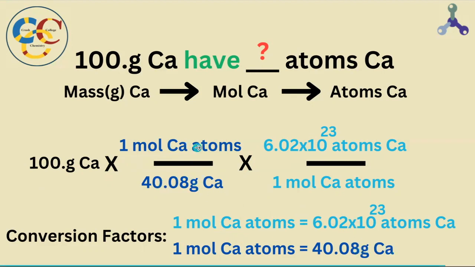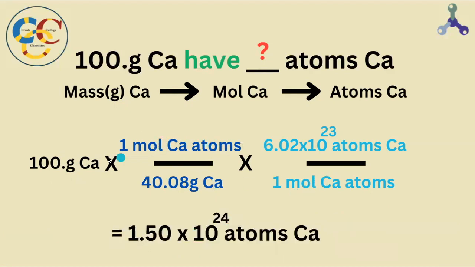And also similar to the last problem, just because we have moles of Ca atoms and 40 grams of calcium, we don't have to memorize that the mole goes on the top and the grams goes on the bottom. We can just look and see, okay, we start with grams. We're going to have to cross that out. So the grams have to go on the bottom. And it follows that moles is going to go on the bottom because moles is the top right here. So we calculate that and we get 1.5 times 10 to the 24 atoms of calcium.